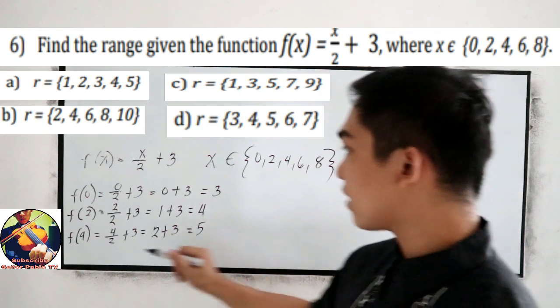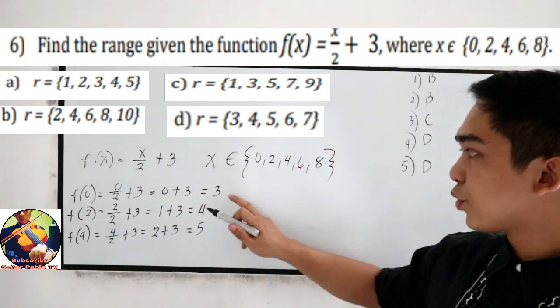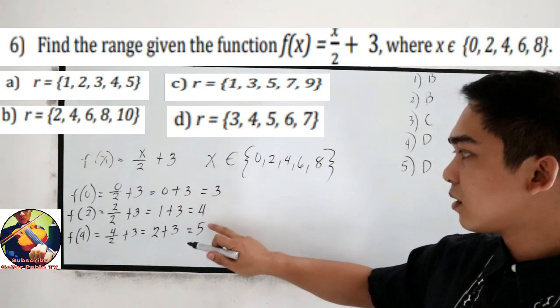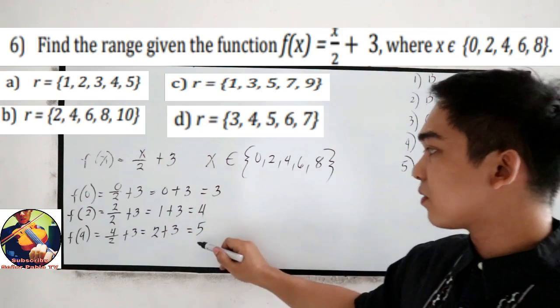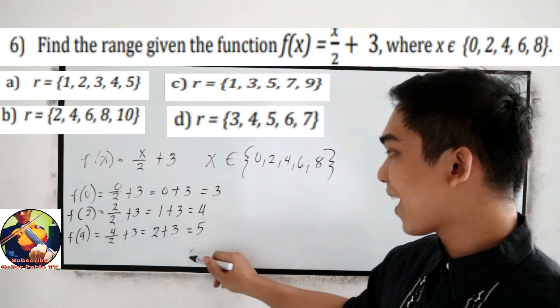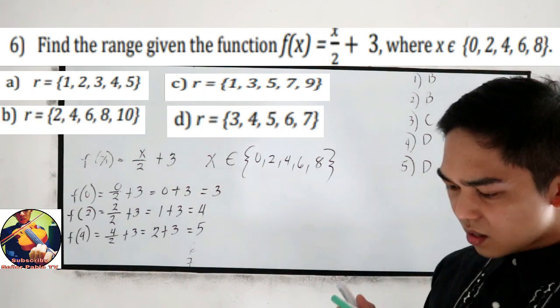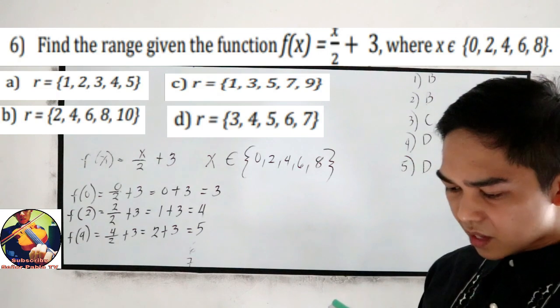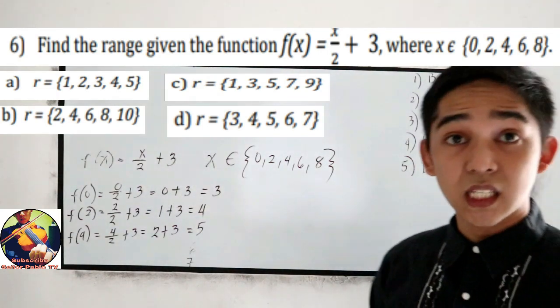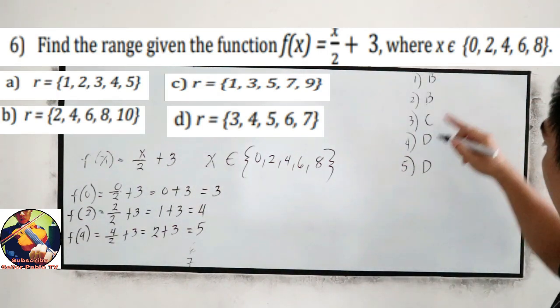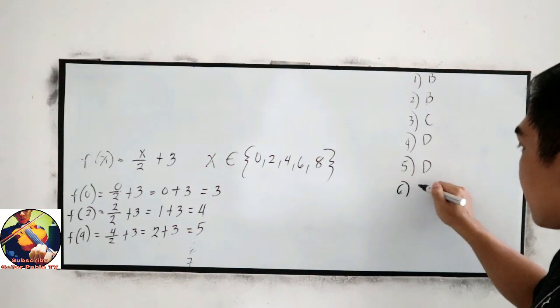And for 6, notice a pattern. 3, 4, 5. Of course, we have 6 and 7. So that is letter 3, 4, 5, 6, 7. Letter D. Letter D for number 6.